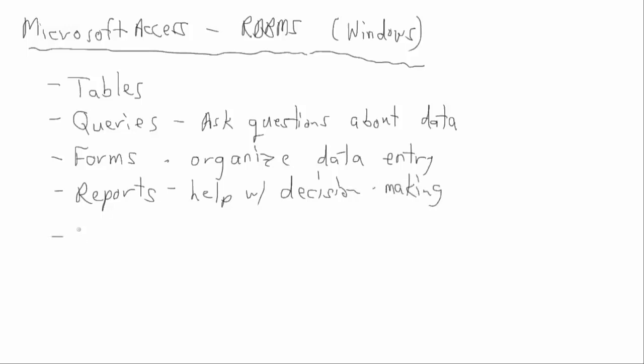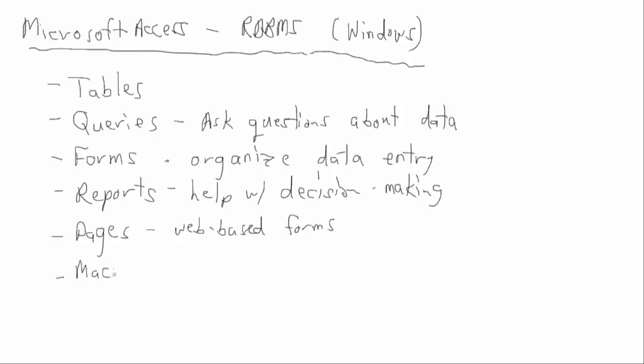Another thing we can do in Access are pages. So pages basically are web-based forms that can then be deployed outside the database and used on a website to add data to the database.